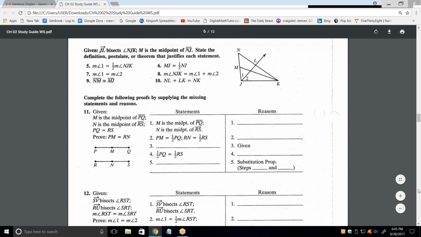Angle NJK equals angle 1 plus angle 2. What's that going to be? Addition property? Angle addition, or segment addition, or whatever it said. Yeah. Okay, number 9. NM is congruent to MJ.